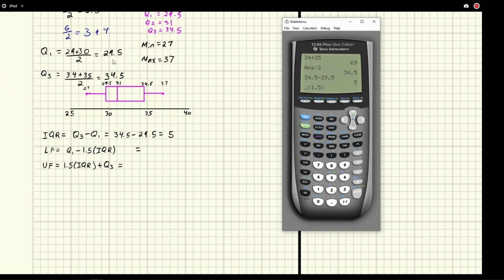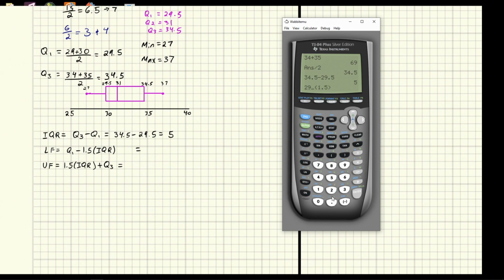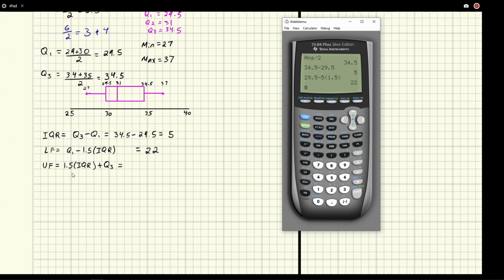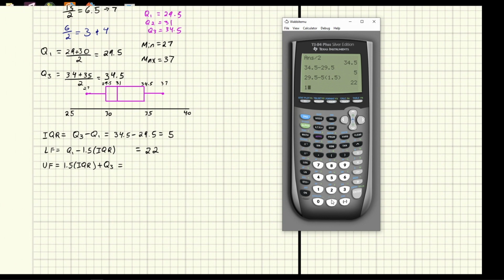Q1, what is Q1? 29.5. 29.5. And then we're going to have minus this quantity. So we can come out of the insert mode and we can hit enter. And we get 22. So if a number is below 22, then it is an outlier. For the upper one, we're going to do 1.5 times the interquartile range.